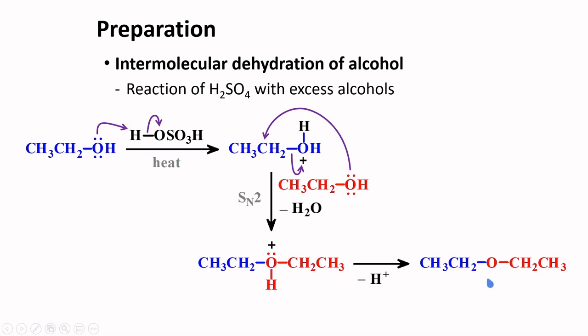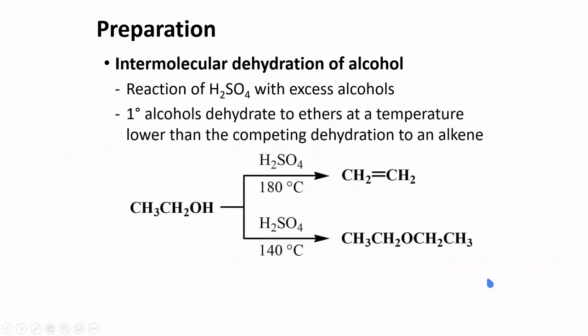Take note that this process will produce only symmetrical ethers. Primary alcohols dehydrate to ethers at a temperature lower than competing dehydration to an alkene. Here in the case of ethanol, different temperature levels may give different products. 180 degrees Celsius to form an alkene, and around 140 degrees Celsius to form the ether.